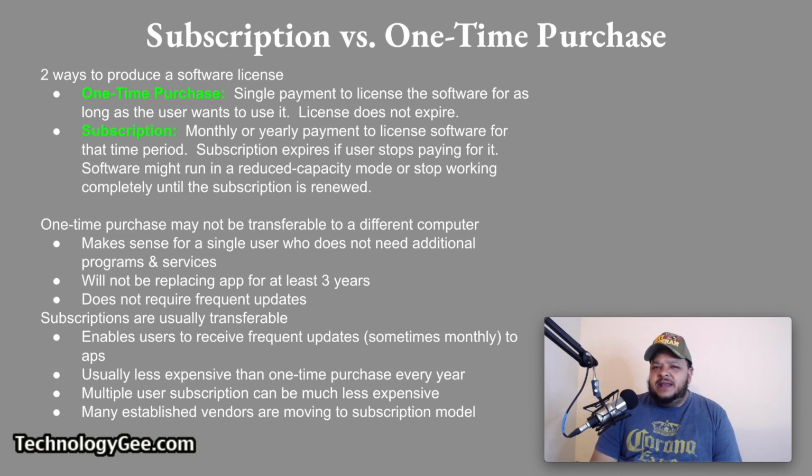Also, depending upon the specific licensing agreement, a one-time purchase may not be transferable to a different computer. On the other hand, a subscription is usually transferable. A subscription also enables users to receive frequent updates, sometimes monthly, to apps, and is usually less expensive than making a one-time purchase every year. A subscription for multiple users can be much less expensive. A one-time purchase makes sense for a single user who does not need the additional programs and services. They will not be replacing the app for at least 3 years, and they do not need frequent updates.